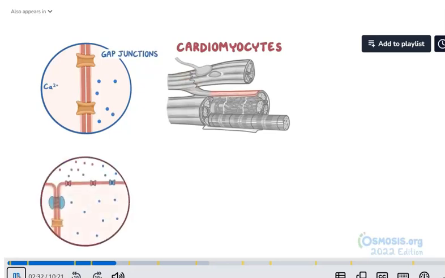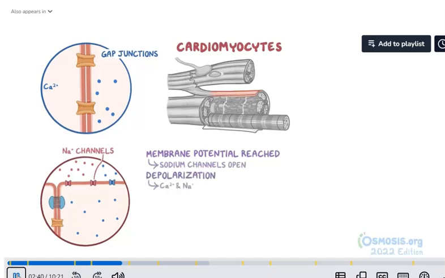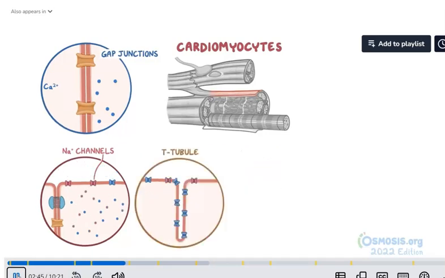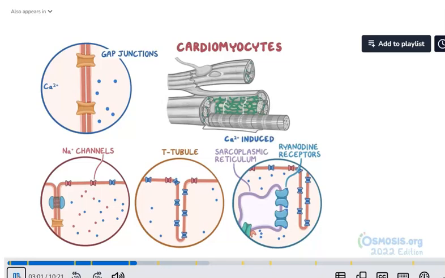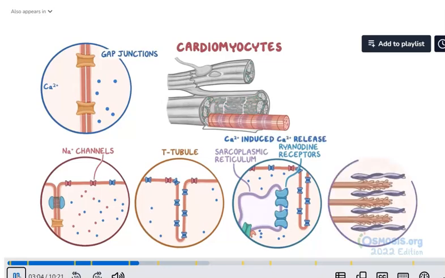Looking at the cell membrane, if a threshold membrane potential is reached, then sodium channels start to open up. If there's a depolarization, then calcium and sodium ions start to move across the cell membrane and into the cell. That's where the T-tubules play a key role by bringing calcium deep into the cell. Once this extracellular calcium gets inside, it binds to the ryanodine receptors on the sarcoplasmic reticulum, which releases even more calcium into the cell, a process called calcium-induced calcium release.